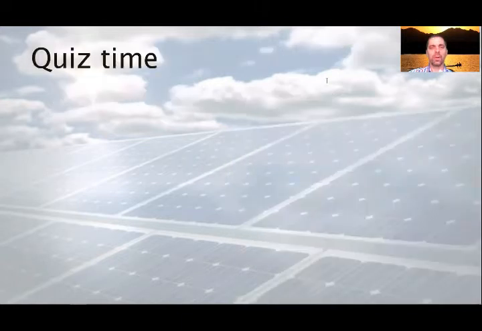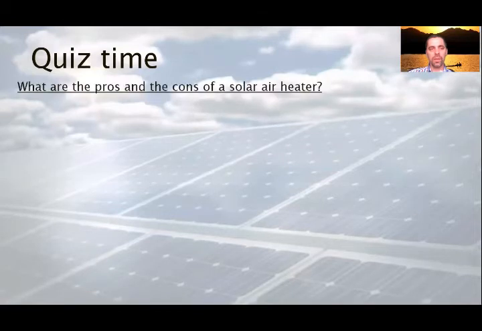It is time for a short quiz. I have two questions, one about the air heaters and the other about the medium temperature solar collectors. So, what are the pros and the cons of a solar air heater?